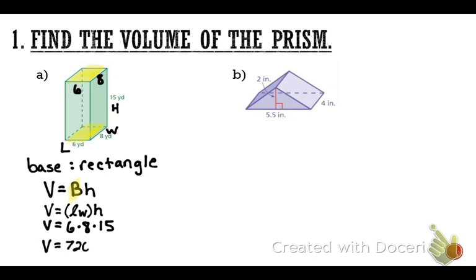When you do that, you will see that you get 720 yards, and if you remember the notes that we wrote up there in red, the units are always going to be cubed. So the correct answer is 720 yards cubed.